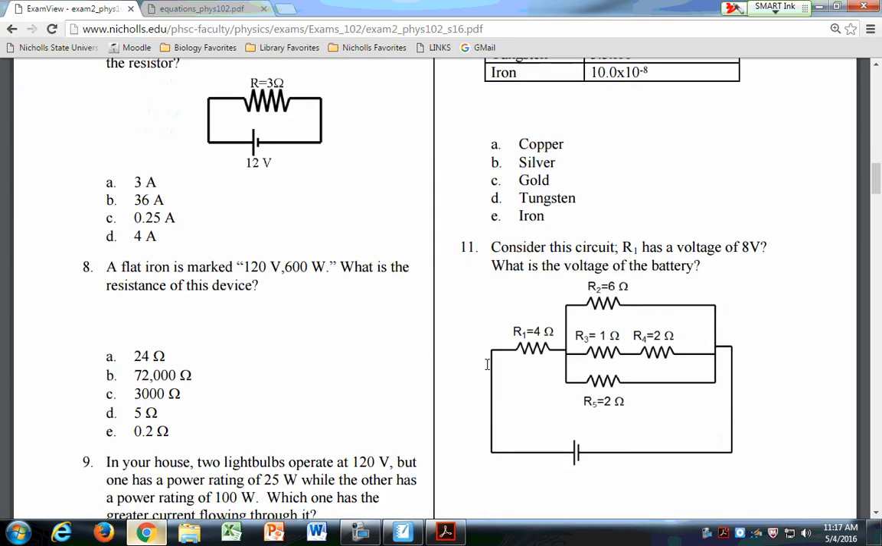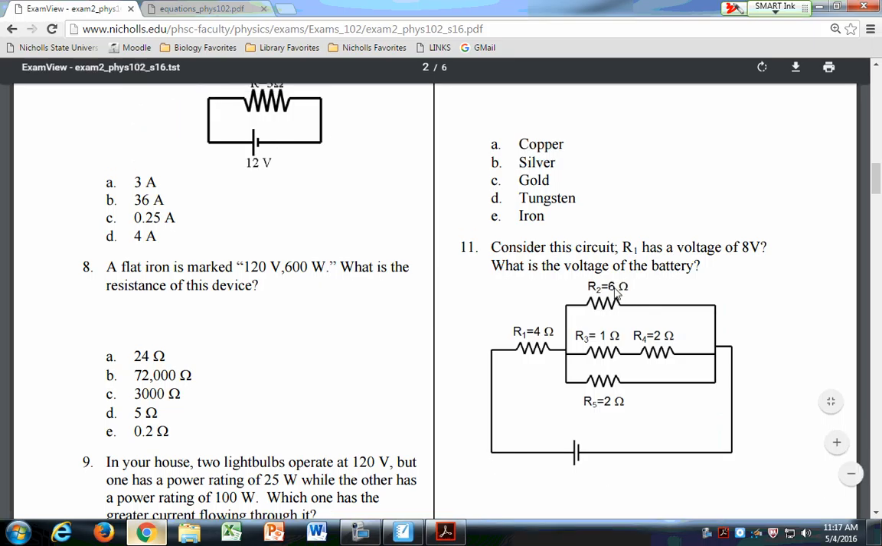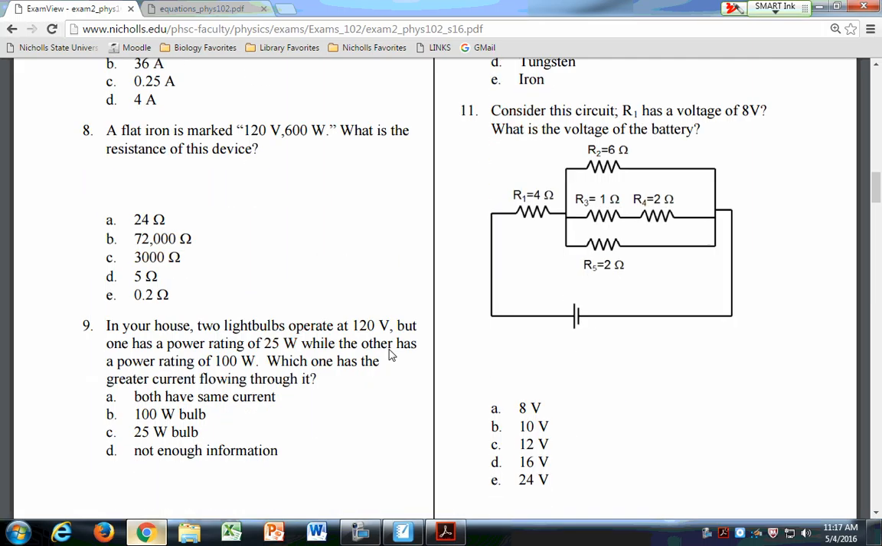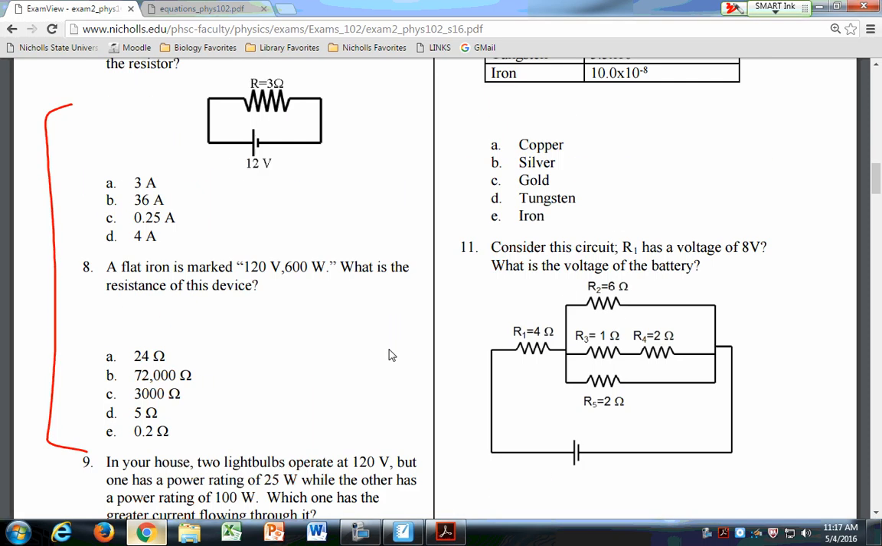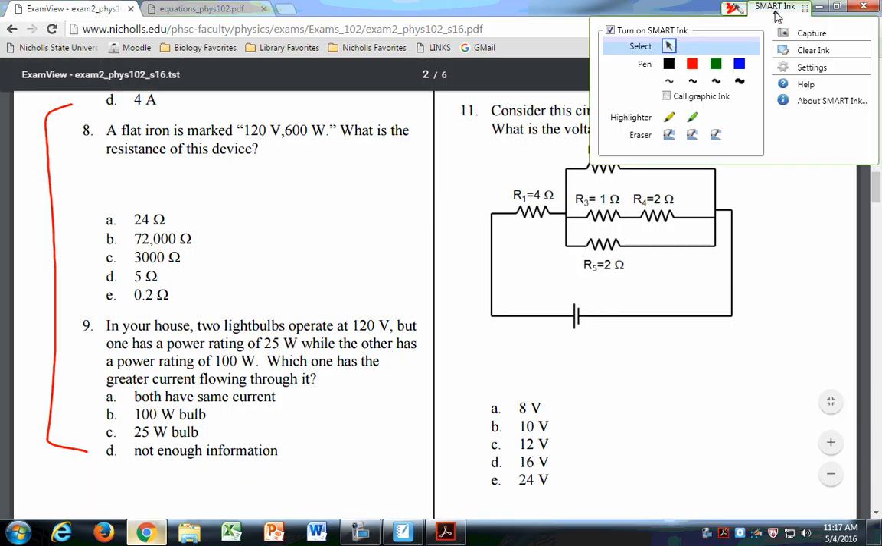You're going to have resistor circuits as well, something like this. You need to know how to find the equivalent resistance, the voltage on any one of the resistors. You need to know about power, like number 8 and number 9. Power actually comes up several times, but the power of certain devices, what does that mean about the energy that they consume, the current that they use, the charge that flows through them, the voltage that they have, all those things. There were several questions about that you'll see as you start going through them.